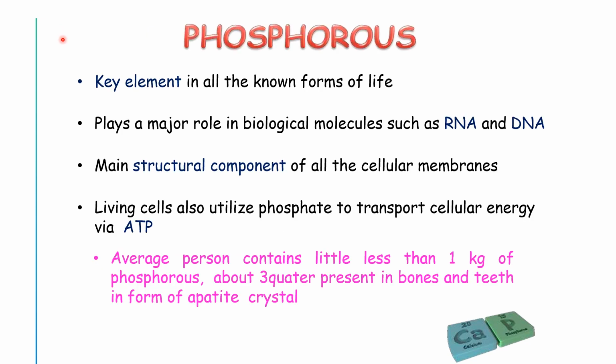Coming to phosphorus, which is a key element in all the known forms of life. It plays a major role in biological molecules such as the genetic material RNA and DNA, and it is a main structural component of all cellular membranes. Living cells also utilize phosphate to transport cellular energy via ATP, adenosine triphosphate. An average person contains a little less than 1 kg of phosphorus, about 3/4 present in bones and teeth in the form of apatite crystals.